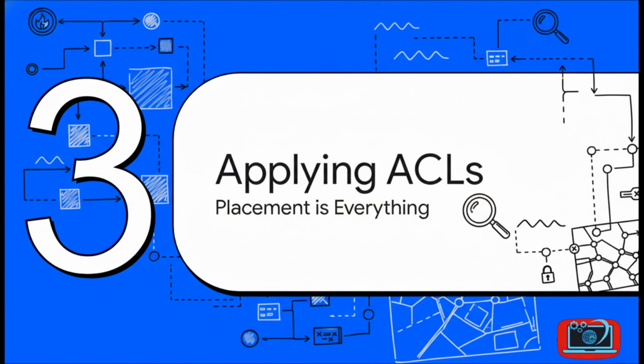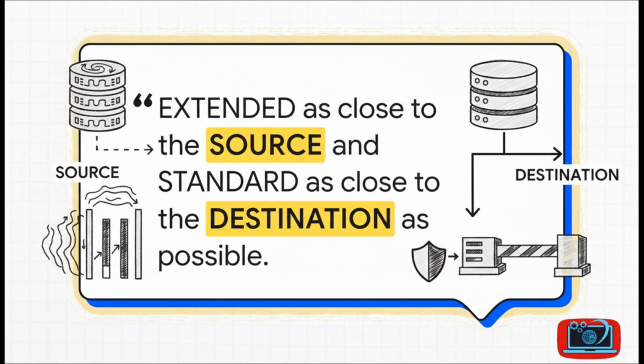Okay, so we've covered the rules of what you should write in your ACLs, but now we've come to the final and maybe most important piece of the puzzle. Where do you actually put them? This is where good network design really separates the pros from the amateurs. Because placement is everything. There's a mantra, a golden rule, that comes straight from Cisco, and every network pro I know lives by it. And it goes like this.